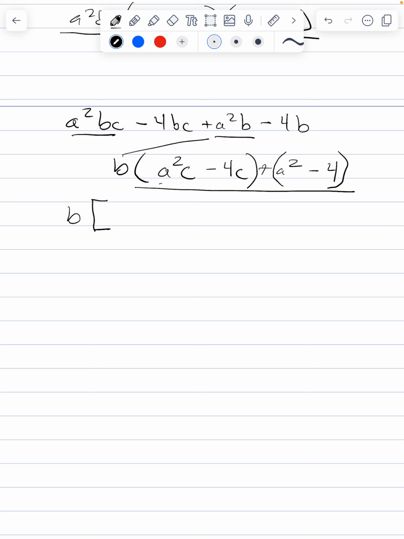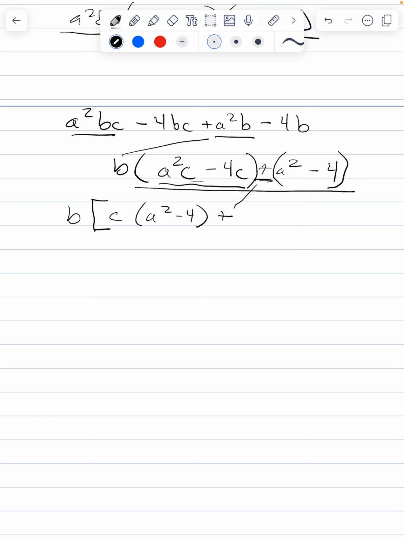So I'm going to factor this one. And if I factor c, because I see that's the greatest common monomial factor, I'm left with a squared minus 4. A squared c divided by c is a squared, and minus 4c divided by c is minus 4. Can't forget this plus, so let's leave this plus here. Got to keep it. You can't lose signs like that or you're going to get in trouble.